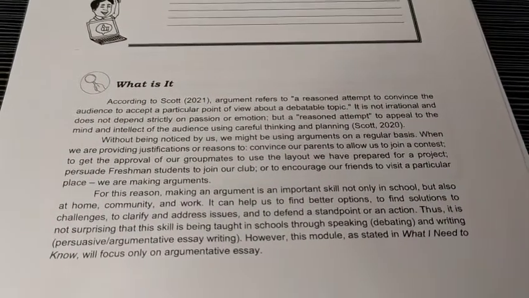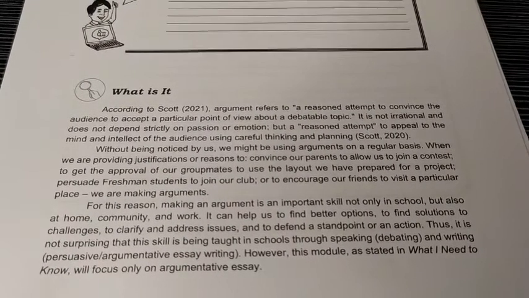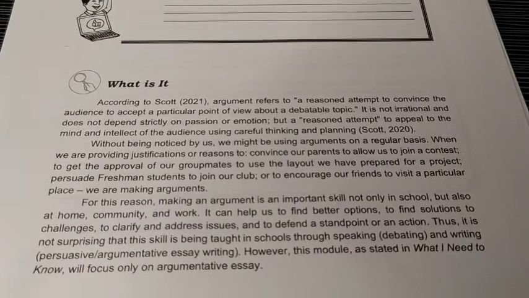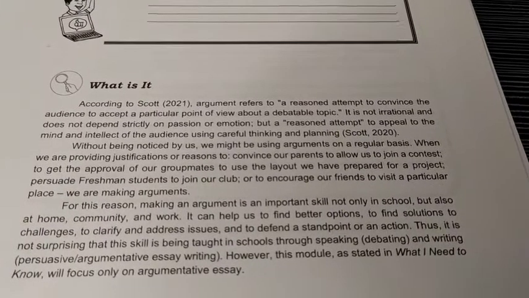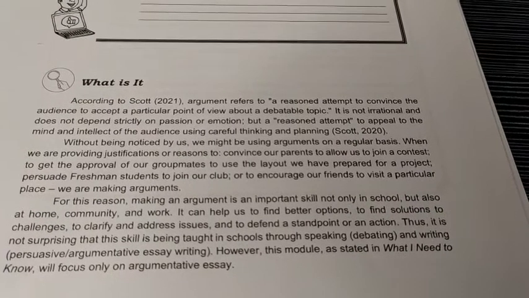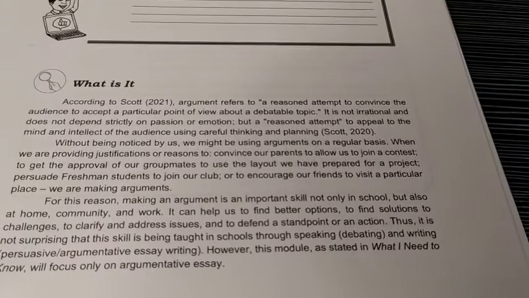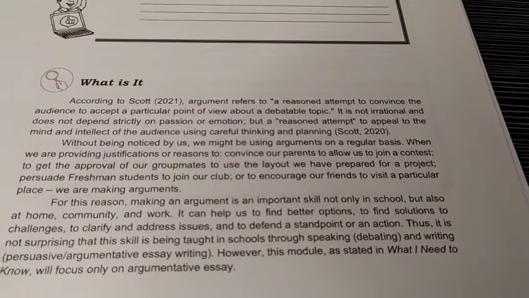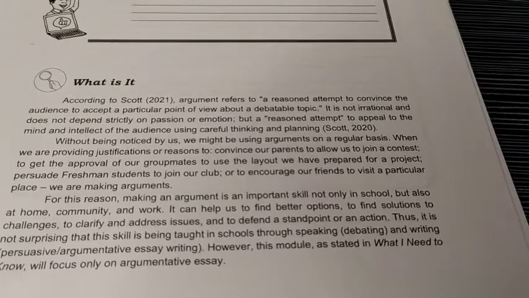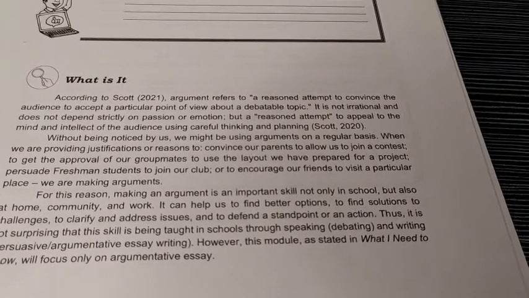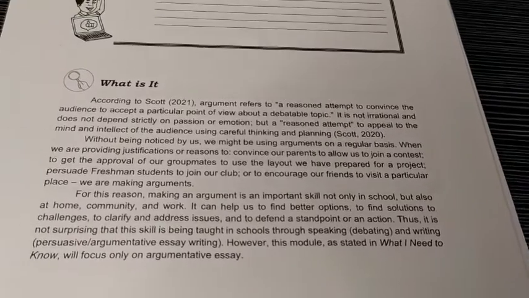Then what is it? According to Scott 2021, argument refers to a reasoned attempt to convince the audience to accept a particular point of view about a debatable topic. So when we say argumentative essay, it is giving your stand and supporting your stand, so that it's believable, that your own interpretation, your own judgment is really a good one, and it should be considered because it's really believable. It will be valid if you made your argumentative essay strong by citing supporting details, evidences, and proofs. And later we will discuss how to make one.